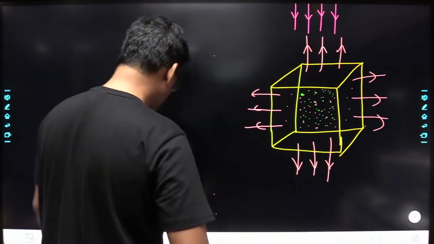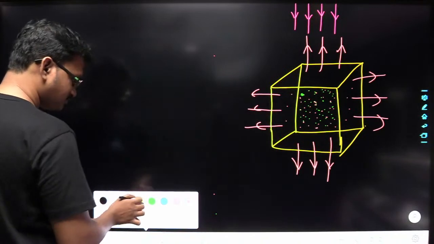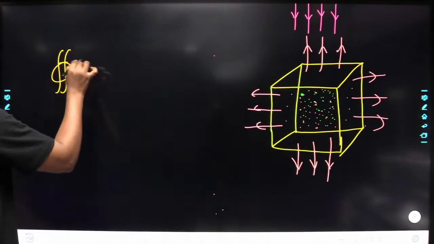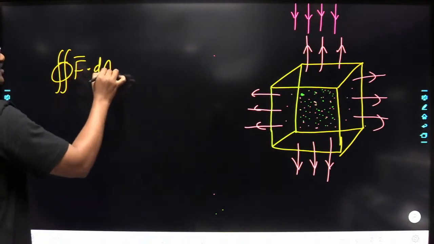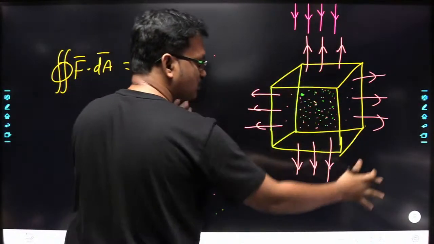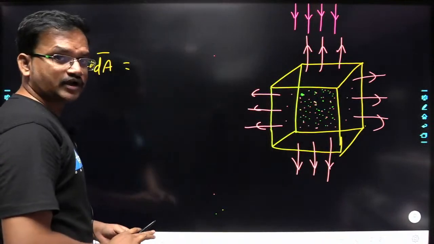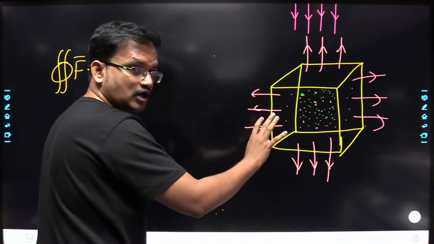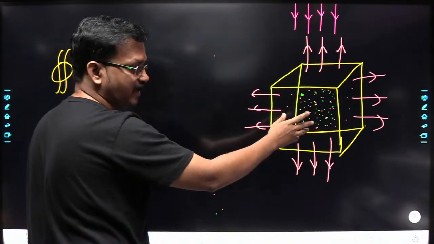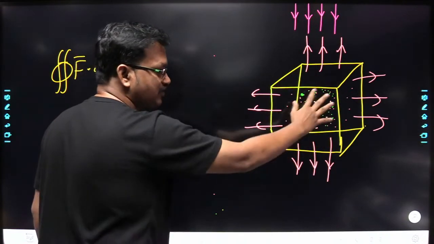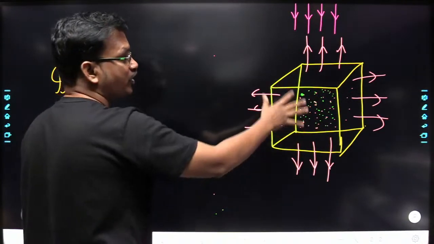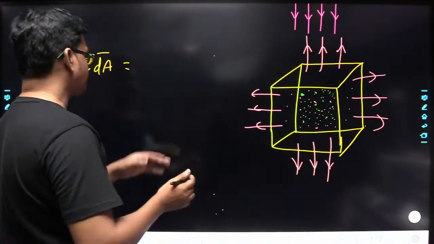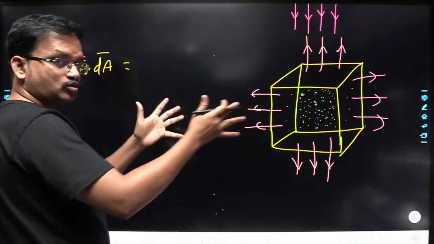Yes or no? Okay. So that means the flux that is leaving the closed surface is equivalent to what? It is equivalent to the sum of the divergences throughout the volume. At each and every point you have to calculate the divergence and add up all those divergences throughout the volume. That is going to give you the total flux that is leaving the closed surface.